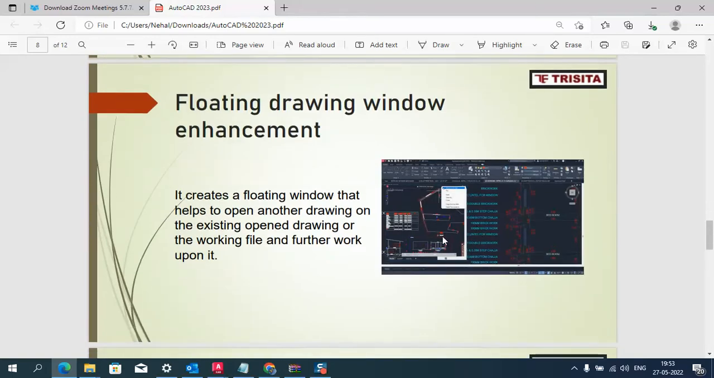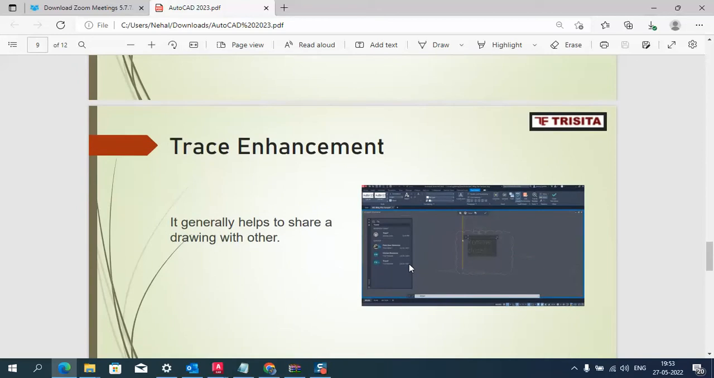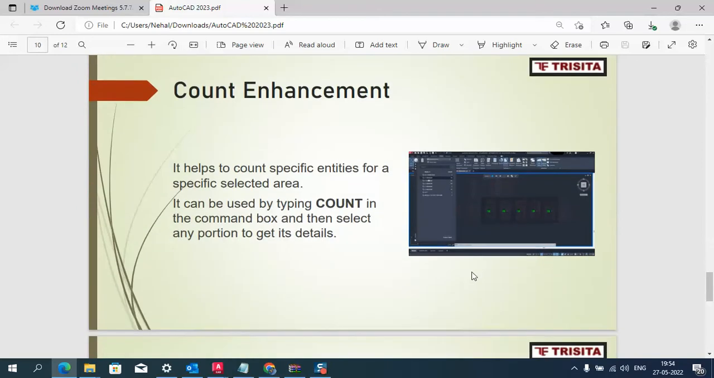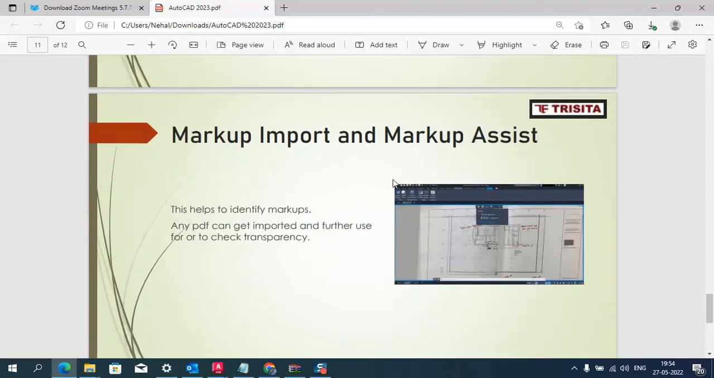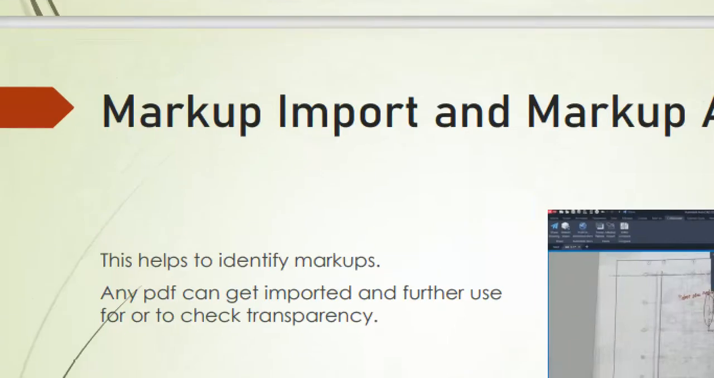There we have the floating window improvement as compared to the previous version. The floating option is totally improved in a drawing, and further work is very easy. And we have the trace enhancement option, how we are going to make a trace. And we have the count option. Previously we could use the counting option, but right now there is a select option, so you can find the counting options you need and get them from there. And we have the markup import and markup assist options too.